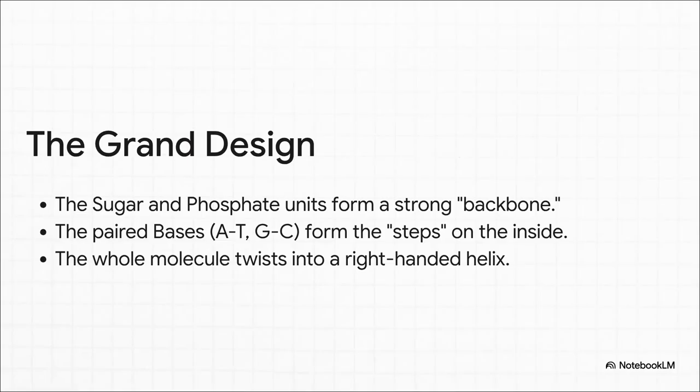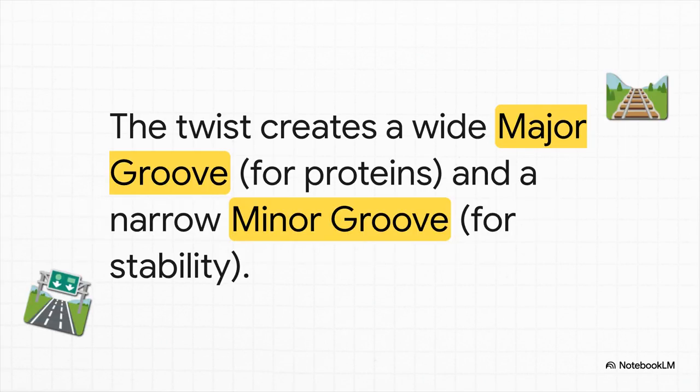So let's put it all together one more time. You have those repeating sugar and phosphate units creating a strong, stable backbone. Those are the railings of our spiral staircase. Then you have the AT and GC base pairs forming the protected steps on the inside, and the whole thing twists into that elegant right-handed spiral. And that twist isn't just for show. Not at all. It actually creates 2 different sized gaps along the outside of the molecule. The bigger one, called the major groove, acts like a superhighway, giving proteins easy access to get in there and read the genetic code. The smaller minor groove, that mainly just adds to the molecule's overall stability.